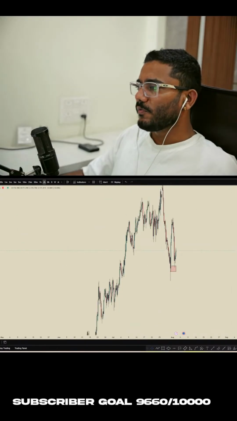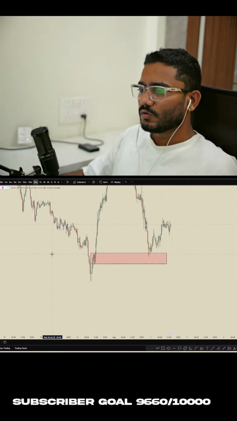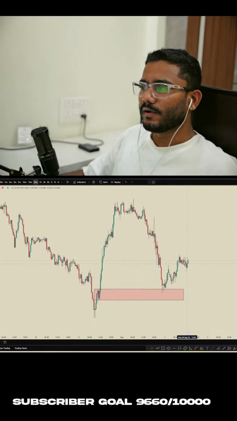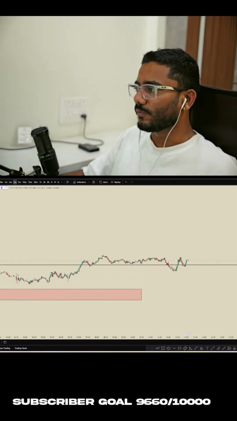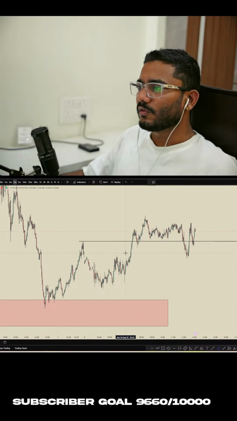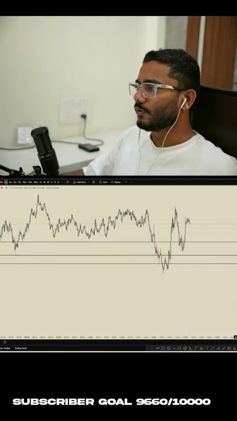So on Euro JPY, price swept out liquidity. On Friday, I think we marked this order block. Price gave a change of pattern and it's still rejecting from here. So we can look for a continuation trade to the upside. Right here, this is the imbalance which is fulfilled by this candle. And now it's continuing to the upside.